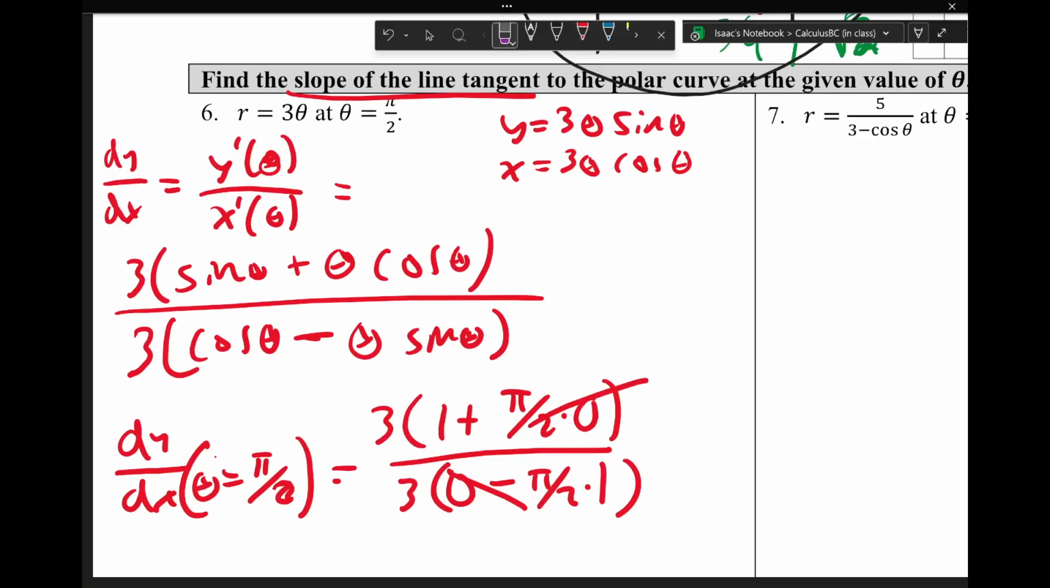Actually, why not just let the 3's cancel too? No point in doing that. 1 over negative pi over 2, which is the same thing as negative 2 over pi.